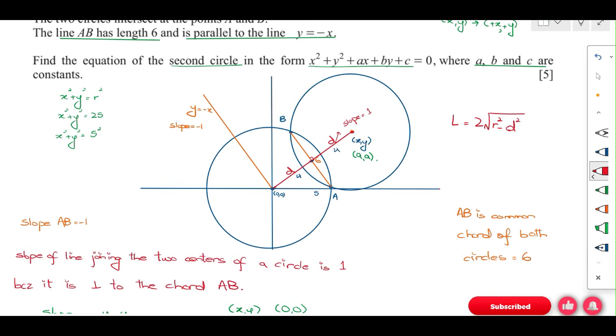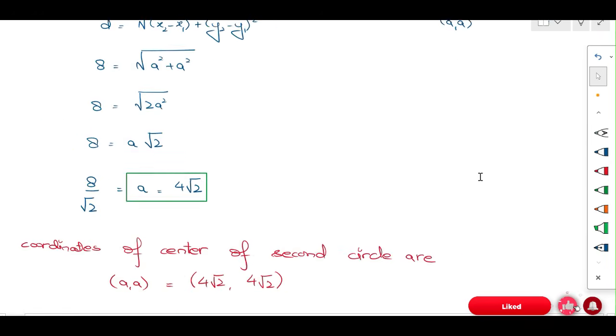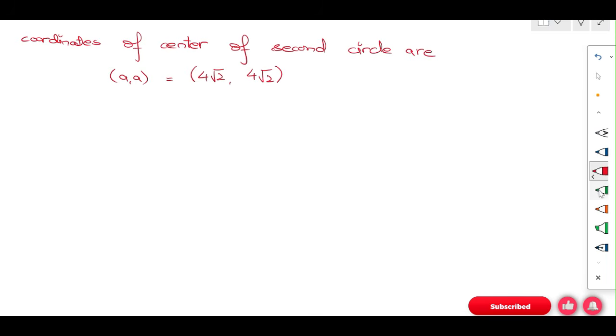And as we know, the line AB and the line joining the two centers of the circles are perpendicular to each other. Now we have to use a formula: the chord length is always equal to 2 times the square root of the radius squared minus the perpendicular distance from the center to the chord squared. So here we will get the perpendicular distance 4, this distance is 4. So it means the distance between the two centers of the circles is 8. Once we get the distance formula, use it and you will get the coordinates of the center of the second circle. Now we can write down the equation of the circle.